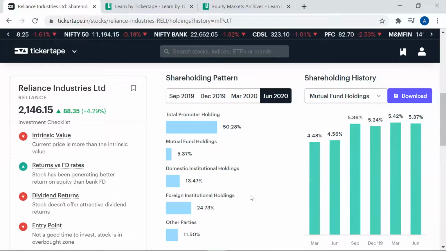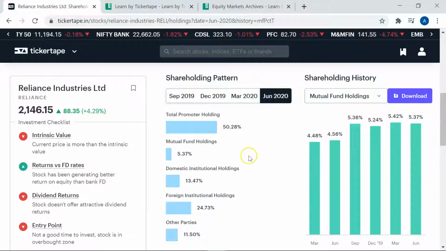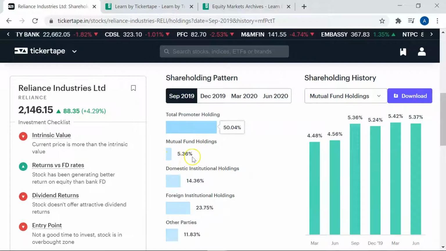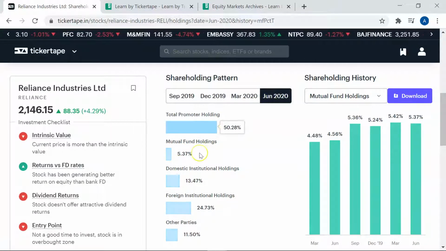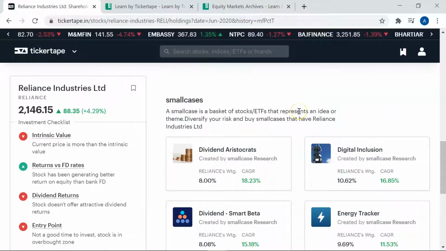So we can even know at different times in what ratios different people are holding. For example, in September 2019, only 5.36% is held by mutual fund schemes, AMCs, but now it is 5.37. It's just increased by 0.01%, like that.